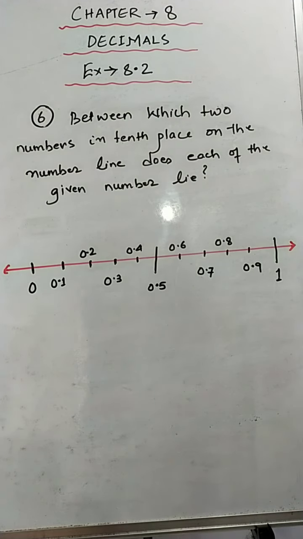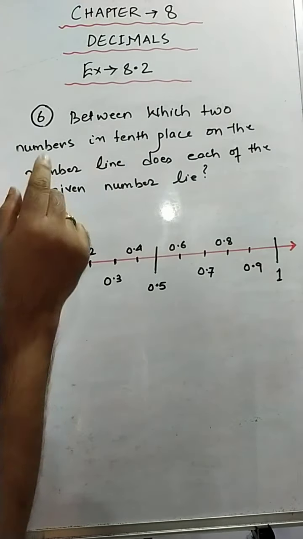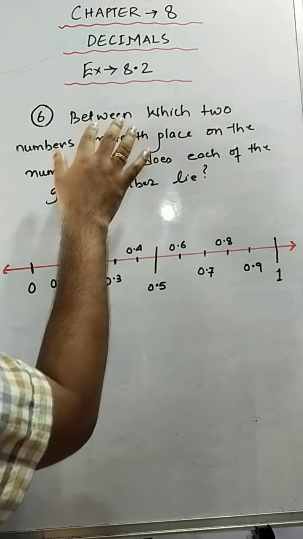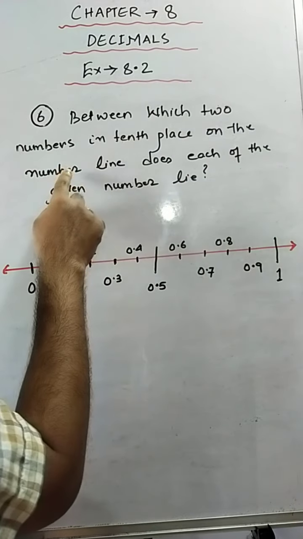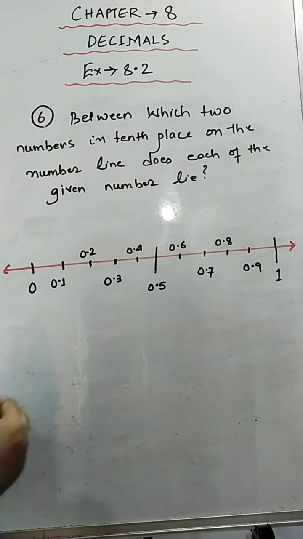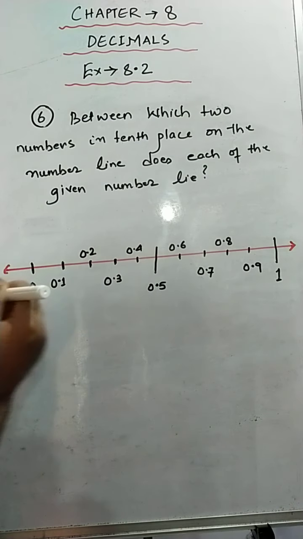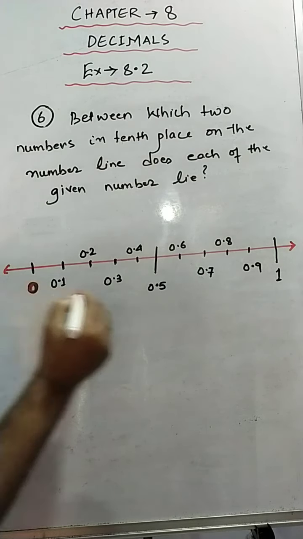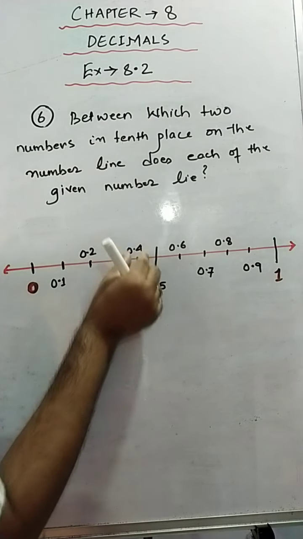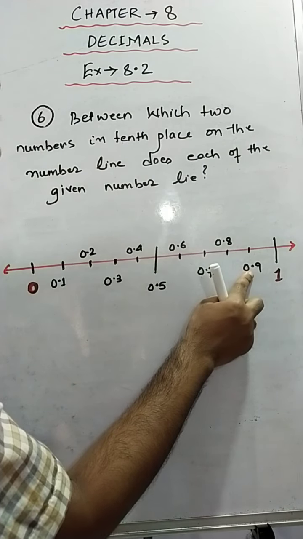In question number 6 we have: between which two numbers in the 10th place, I hope you remember, that is just after the decimal. Fine. So between which two numbers in the 10th place on the number line does each of the given numbers lie? See, these are all showing the 10th place. On the number line, this is 0 and this is 1. In between 0 and 1, how many 10th numbers can we find? There are 1, 2, 3, 4, 5, 6, 7, 8, 9 tenth numbers.